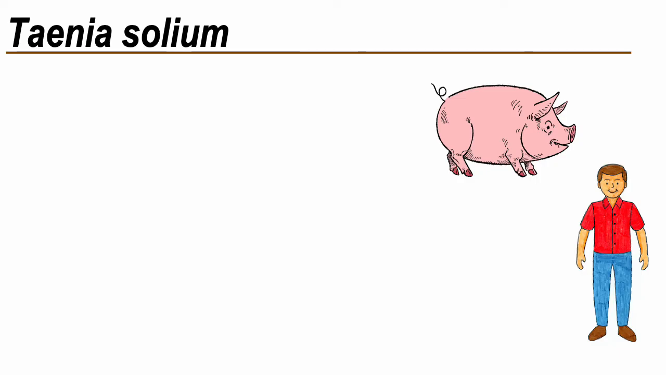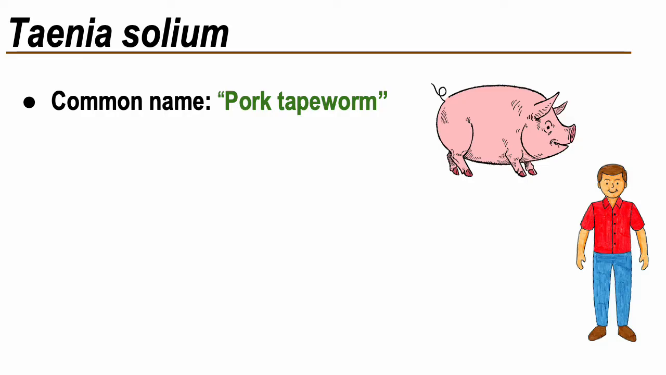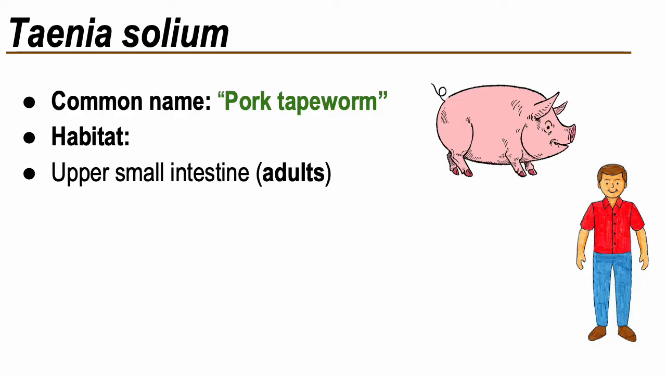So the first cyclophyllidean is Taenia solium. Taenia solium is also known as the pork tapeworm because one of the modes of transmission for this parasite is through the ingestion of contaminated raw pork meat. Normally, adults are found in the upper small intestines of the definitive host, while larvae are found in the tissues of the intermediate host.